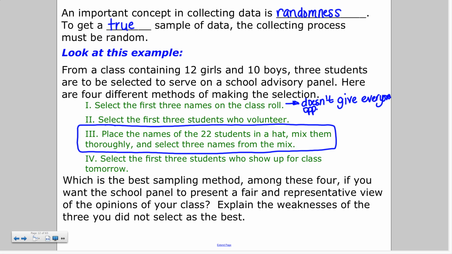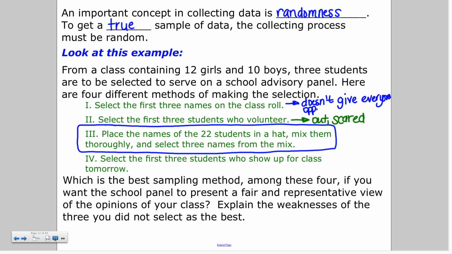All right, so the second one, select the first three students who volunteer. All right, the problem with this is you may have somebody that's out. First off, you may have somebody that wants to volunteer, but they're scared, so they don't raise their hand. You may also have a student that is quicker.